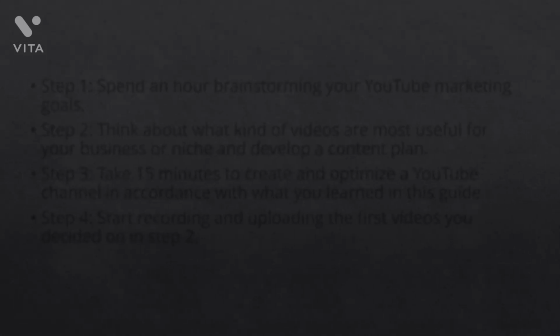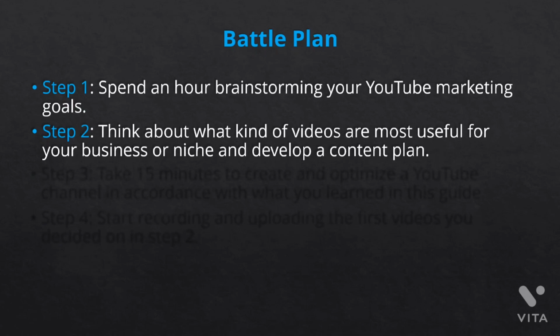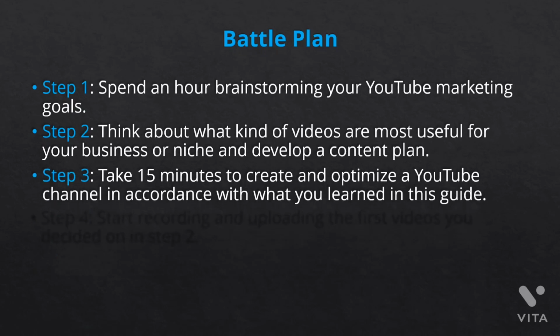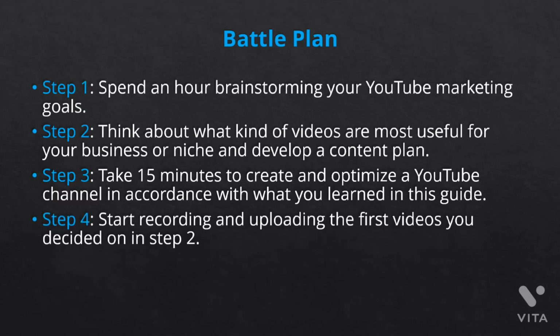So, roll up your sleeves and get ready to execute the steps in the following battle plan. Step 1. Spend an hour brainstorming your YouTube marketing goals. Step 2. Think about what kind of videos are most useful for your business or niche and develop a content plan. Step 3. Take 15 minutes to create and optimize a YouTube channel in accordance with what you learned in this guide. Step 4. Start recording and uploading the first videos you decided on in Step 2.